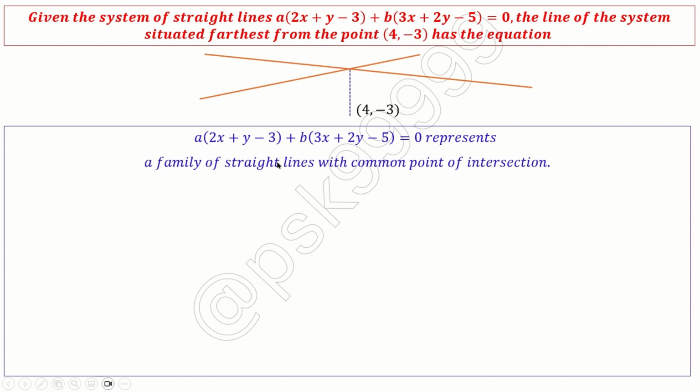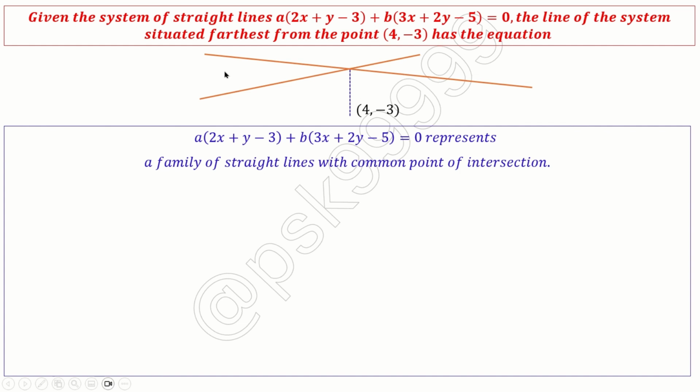Now there can be many lines, and I am looking for a line which is farthest from (4, -3). So which will be farthest? If you understand this very well, any line which is angled like this, the closest point is here. Not this, this is the farthest. Farthest is this line, so I need a line which is exactly 90 degrees to this line.